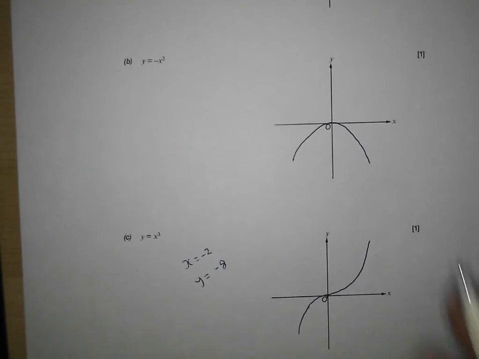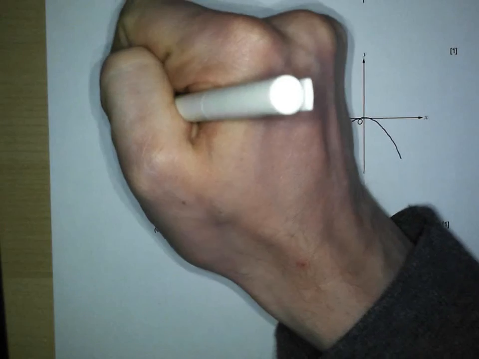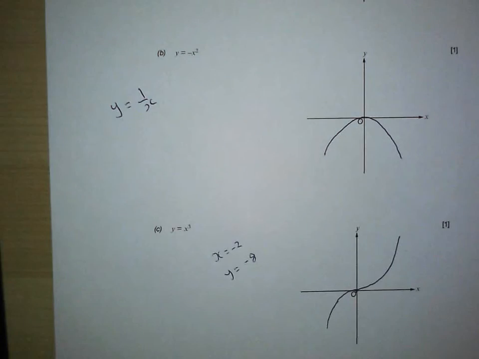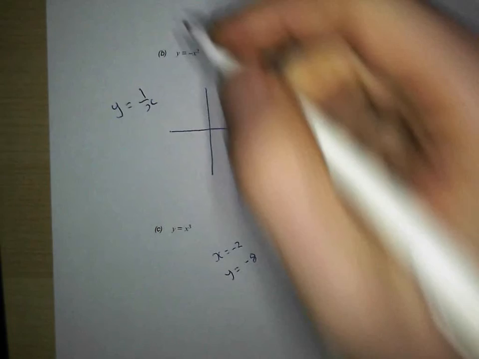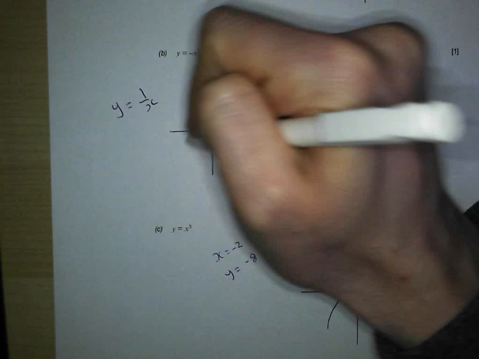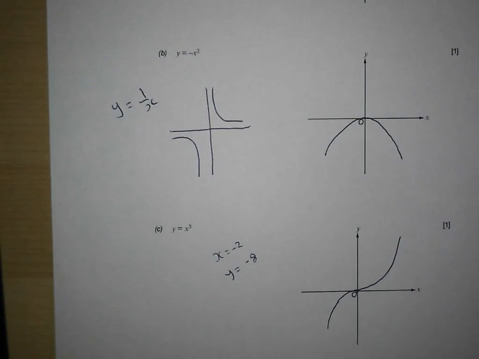And just as a bonus, one that I haven't seen here, but this one comes up a bit, is y equals 1 over x. And that's a very important graph. And that one looks like this. So learn your shapes of graphs, and you should be fine.